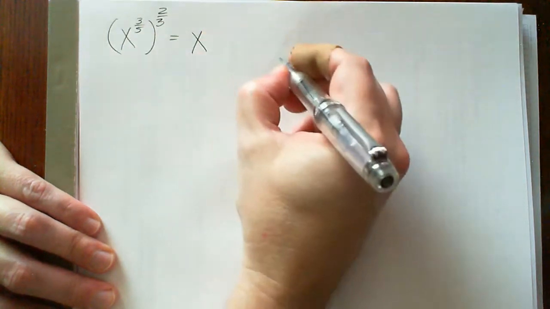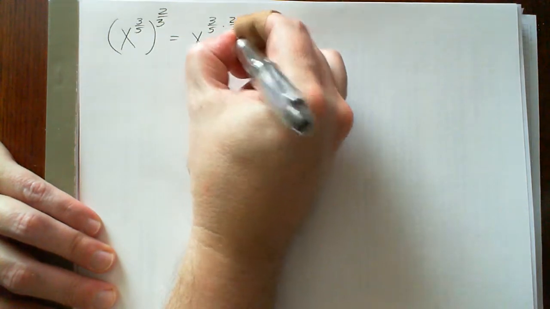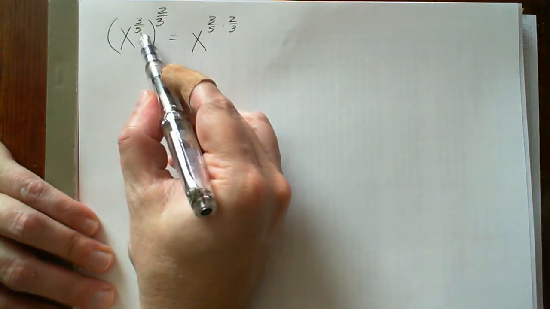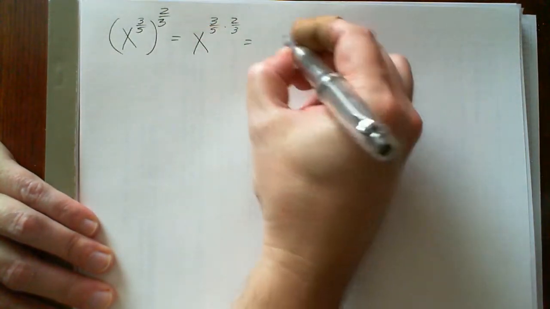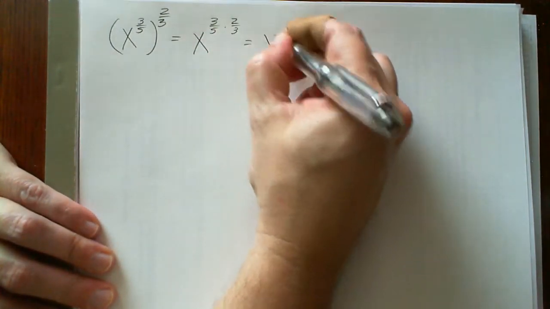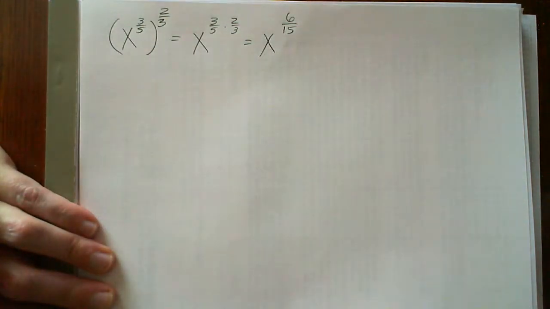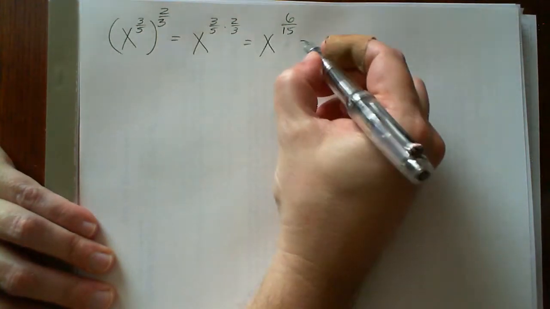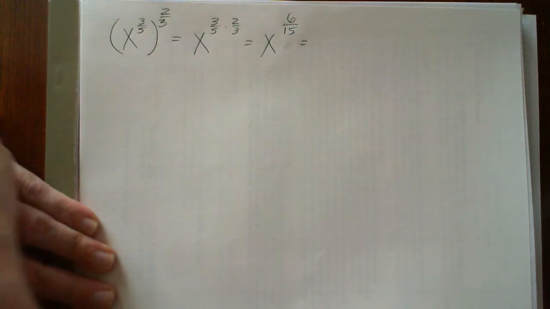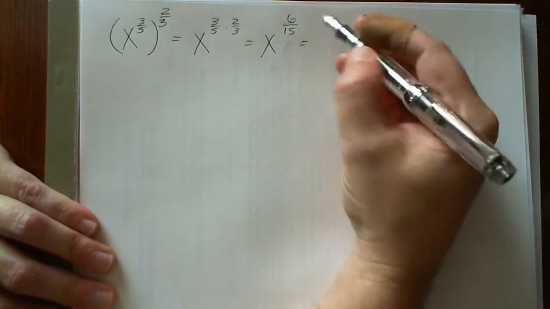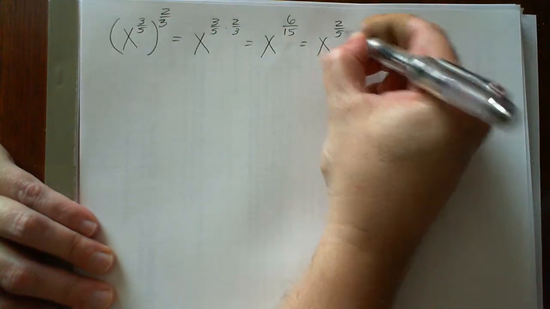Right, so this would be x to the 3/5 times 2/3. All I'm doing is multiplying the exponents. Multiplying fractions, you just multiply straight across. So 3 times 2 is 6. 5 times 3 is 15. In this case, this fraction up here is 6/15. Well, we can simplify that more. They're both divisible by 3. So we'll write that as x to the 2/5.